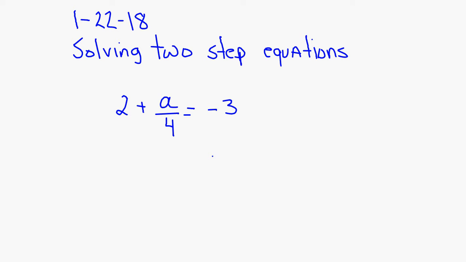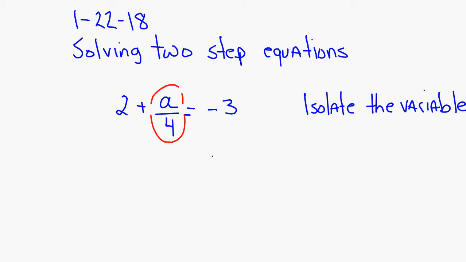Okay, in this problem, your first step is just like last week. You're going to ask yourself what's being done to the variable. And the first step in solving these two-step equations is to isolate the variable, which means you're trying to get this alone on one side of the equal sign.